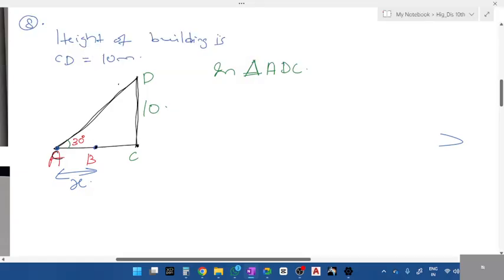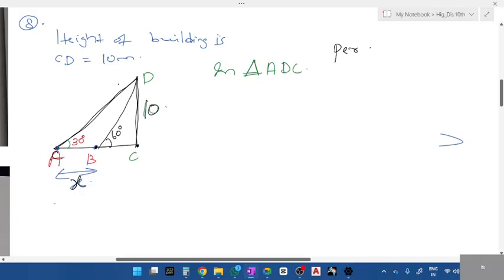What side is given? 10 is given. What is that 10? Perpendicular. What do we need to find here? What do we need to find? AB. That is AB, right?